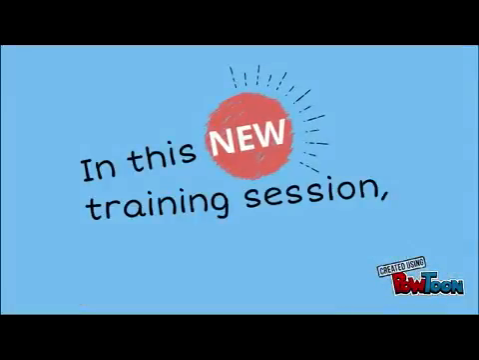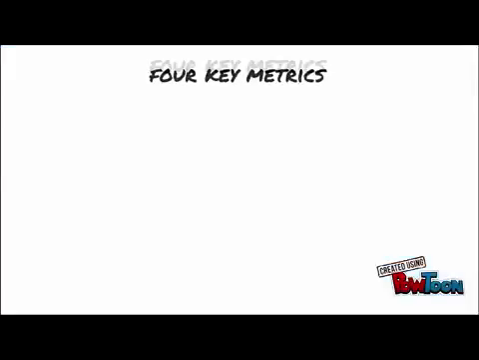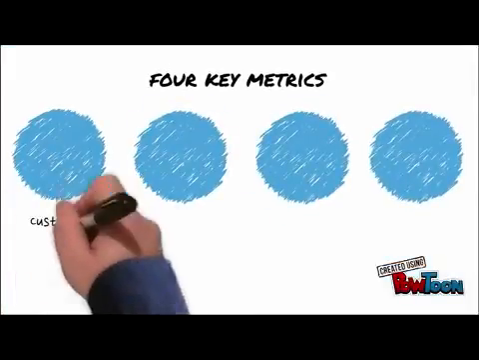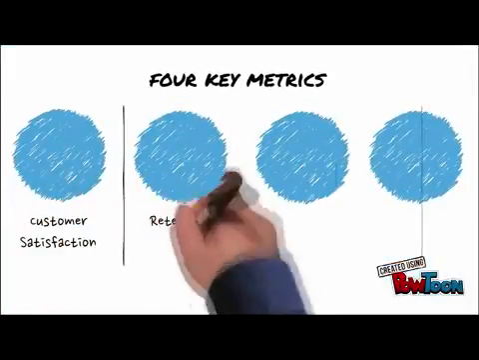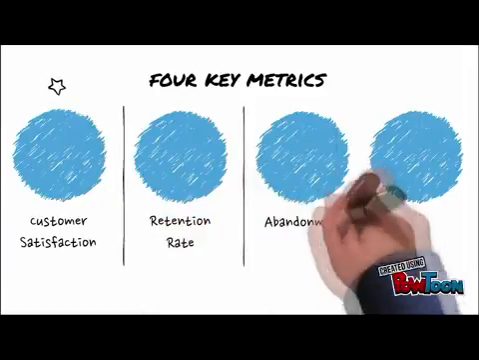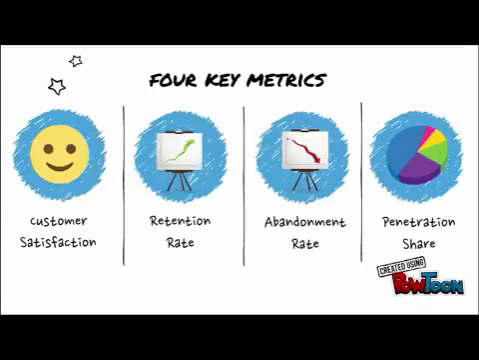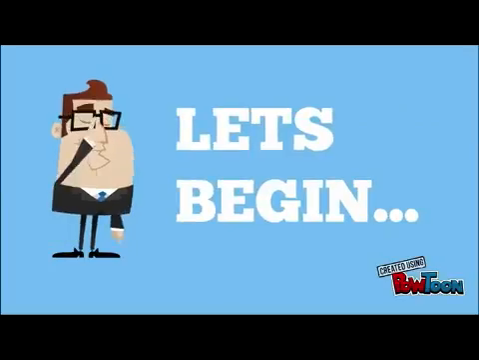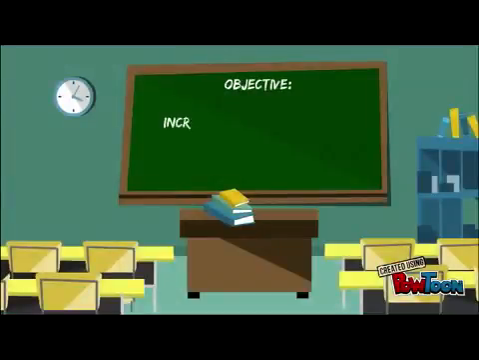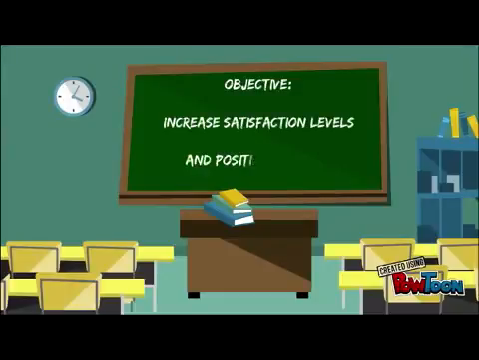In this new training session, you'll learn about 4 key metrics to apply to your organisation. These metrics include customer satisfaction, retention rate, abandonment rate, and penetration share. Let's begin, shall we? The objectives we wish to achieve with Campus East Accommodation is to increase customer satisfaction levels and to ensure a positive customer experience.